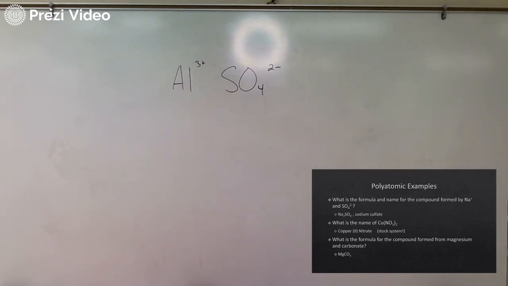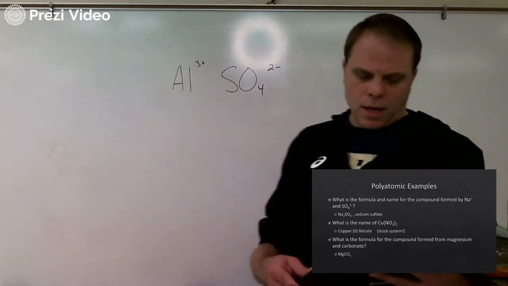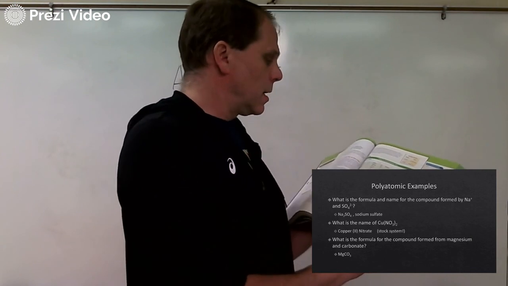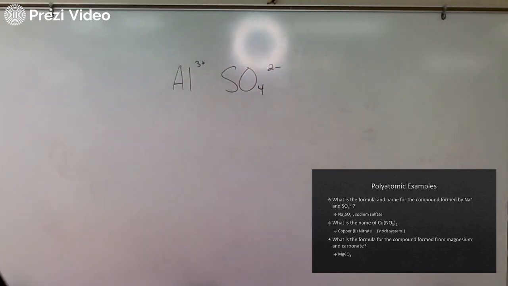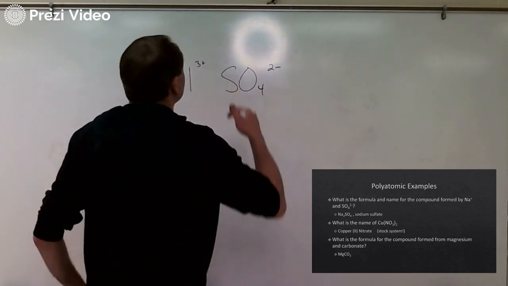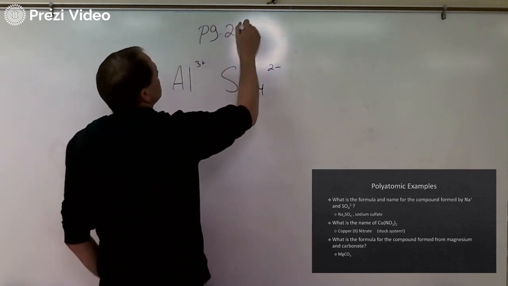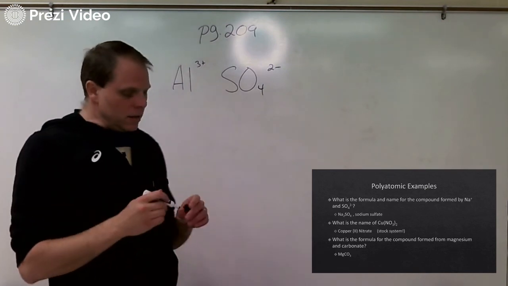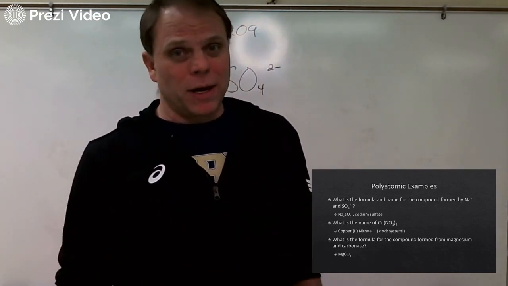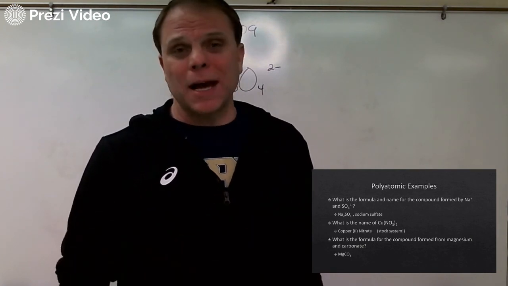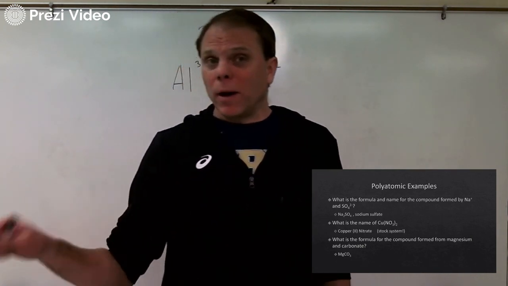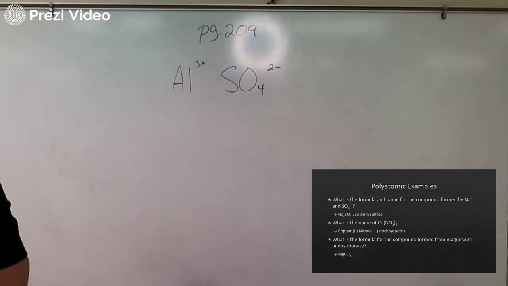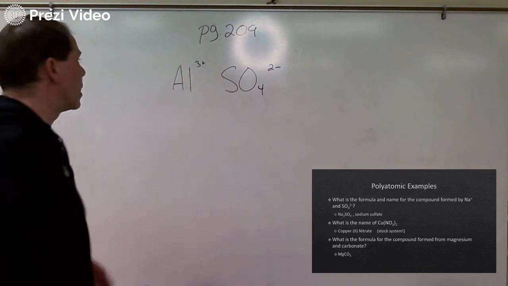If you go to chapter 7 and you look on page 209, you're going to see that there's a table with a bunch of monatomic ions. You're going to need to access that over and over again for the test and for this whole chapter, so make sure that you know where to find those. Sorry, page 209 is the monatomic ions, and the polyatomic ions are on page 214.